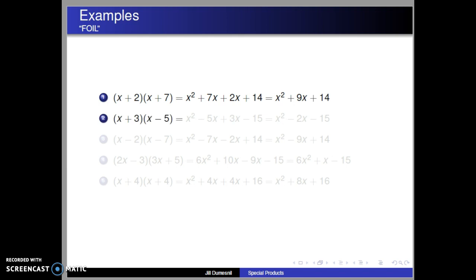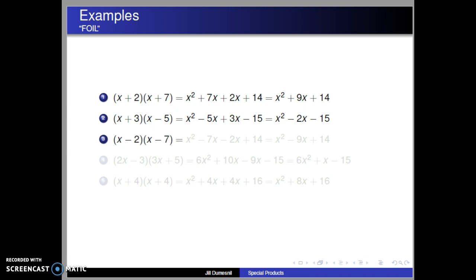Let's consider a product with a minus sign, x plus 3 times x minus 5. We still multiply the first two terms, the outer two terms, the inner two terms, and the last two terms. Collecting like terms produces x squared minus 2x minus 15.